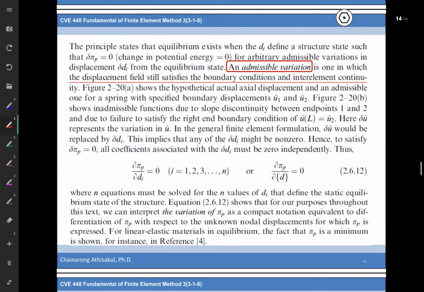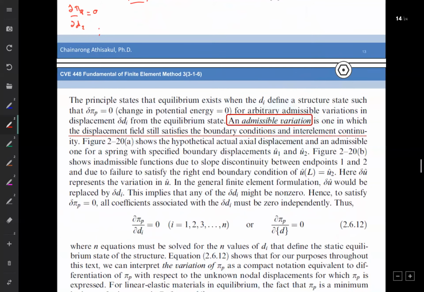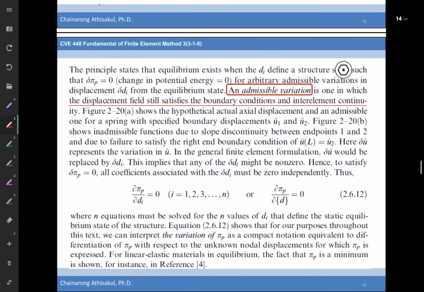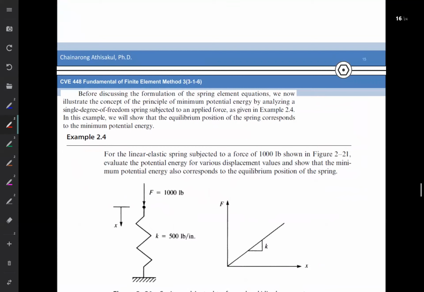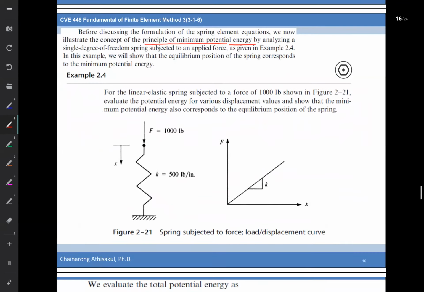According to this equation, because we set partial pi by partial di equal to 0, it becomes the principle of minimum potential energy. Before we go further, we may consider a simple example.